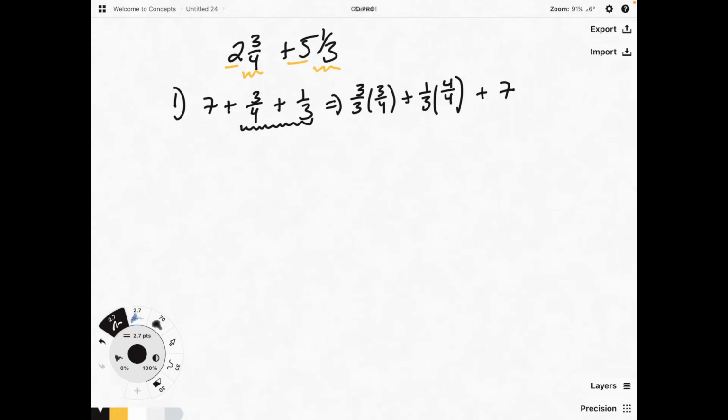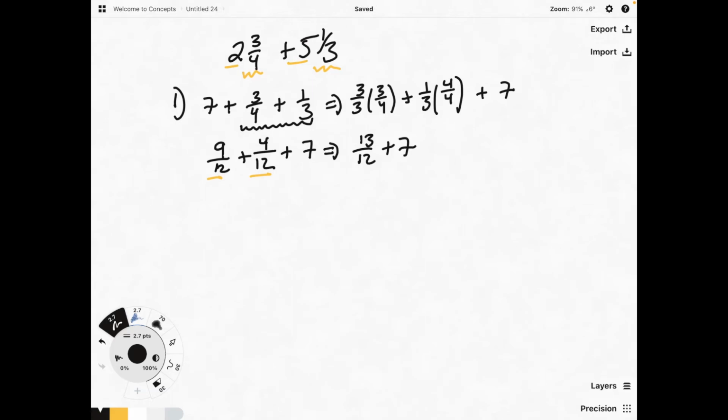3 times 3 equals 9 over 12, plus 4 times 1 is 4, divided by 3 times 4 is 12. And we still have our 7 as our whole number. We can now add the fractions together because the denominators are the same. And to do that, all we need to do is add the numerators. So this then becomes 9 plus 4, which gives us 13 over 12 plus 7.